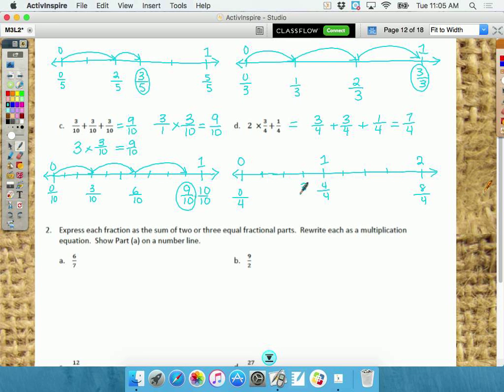So I have to label 3/4 and hop to it. Okay, are you hopping with me? You're already done? And then I have to count 3 more. 1, 2, 3. So hop again. And that would be 6/4 plus how many? 1/4. So that takes me to my answer of 7/4.